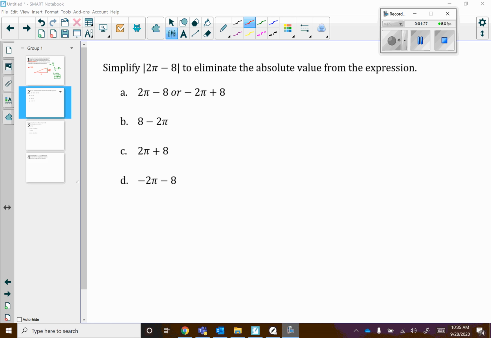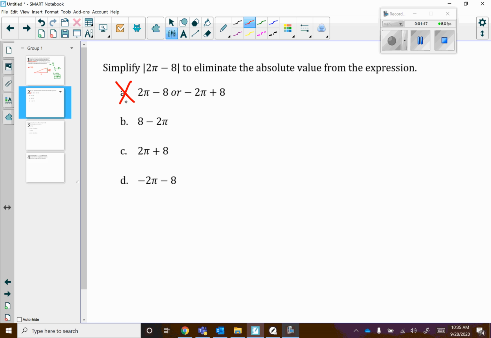Next problem was a multiple choice. Simplify |2π − 8| to eliminate the absolute value from the expression. This was not a problem that it was asking you to solve. So if you selected A, you were definitely wrong. All they're asking is make this statement exactly the same without using the absolute value.